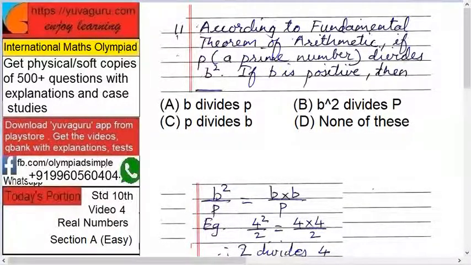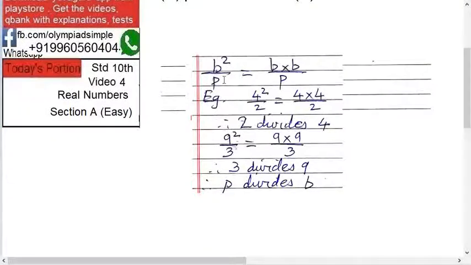Okay, let's see. p is a prime number. b square won't be a prime number definitely, because it's a square. Now b square is divisible by p, which means when you do b square upon p, there is no remainder, and b is positive. So b square upon p means b into b upon p.